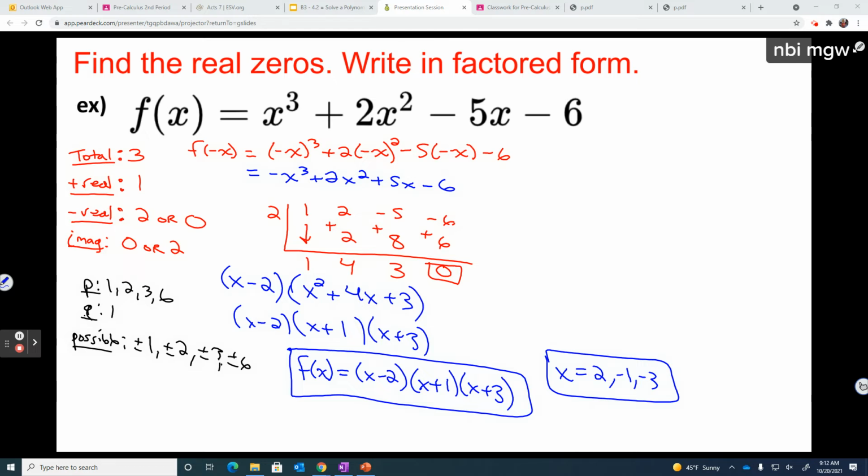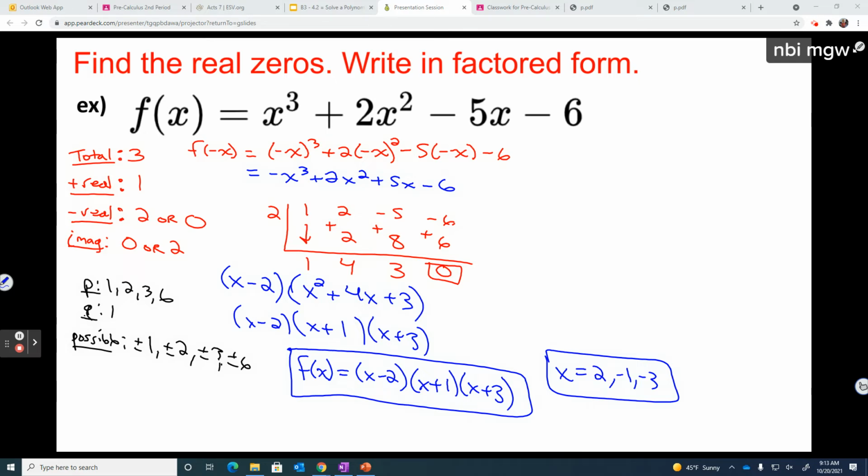So that's like the easiest possible problem you could have in this. I know there's a lot of steps, but the easiest possible because it factored really easily, and we guessed right the first time and got a 0. But that's all the steps. We listed the possible zeros, we did synthetic division to try one, and then we factored it. So we did all 4 of those steps.